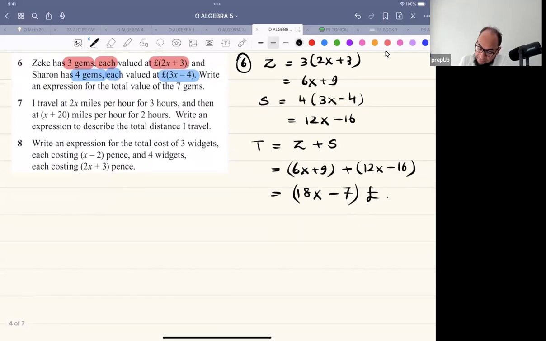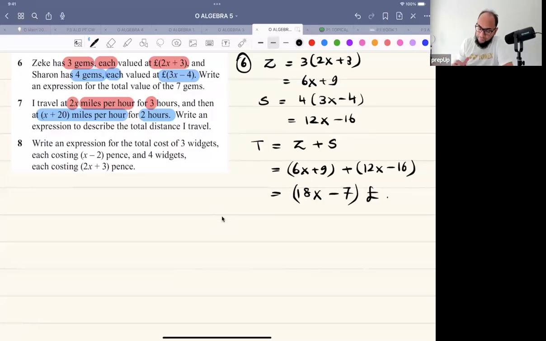Similarly, question number 7, it says I travel 2 miles per hour for 3 hours. 2x miles per hour for 3 hours. And then travel x plus 20 miles per hour for 2 hours. Write an expression to describe the total distance I travel. Now let me pause the recording. I want you people to try it out yourself.